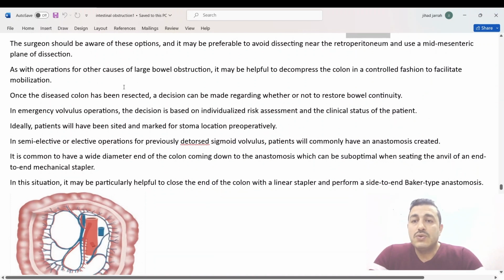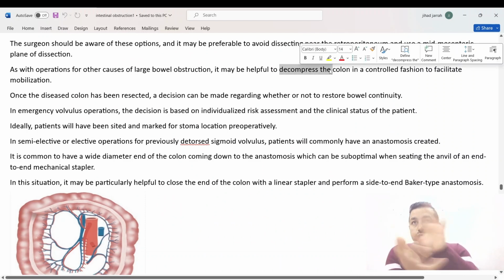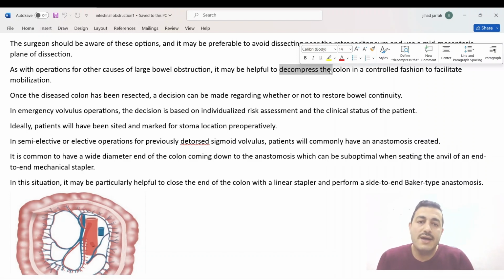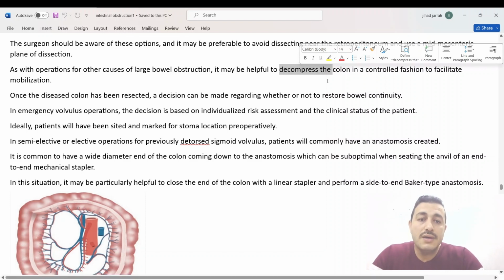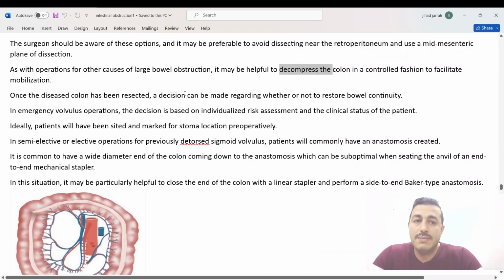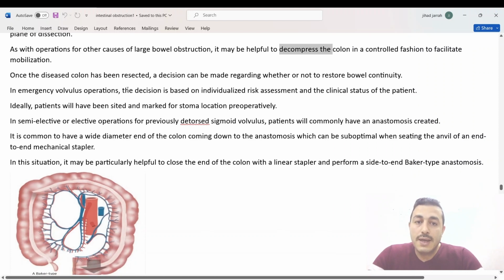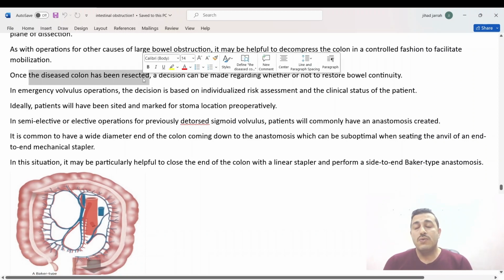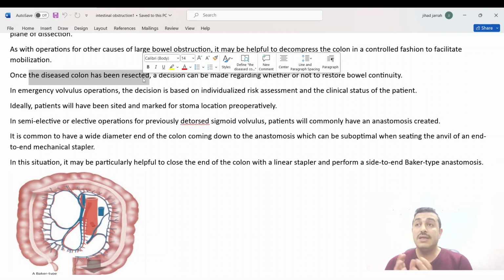We may proceed to procedures to decompress the colon, not devolvulize, but to decompress. We may open the colon and suction the content to decompress the colon. It will help us in the resection. Okay. Once the resection is done, the question now is, should we restore the continuity, or in another way, should we do anastomosis or proceed with stoma?